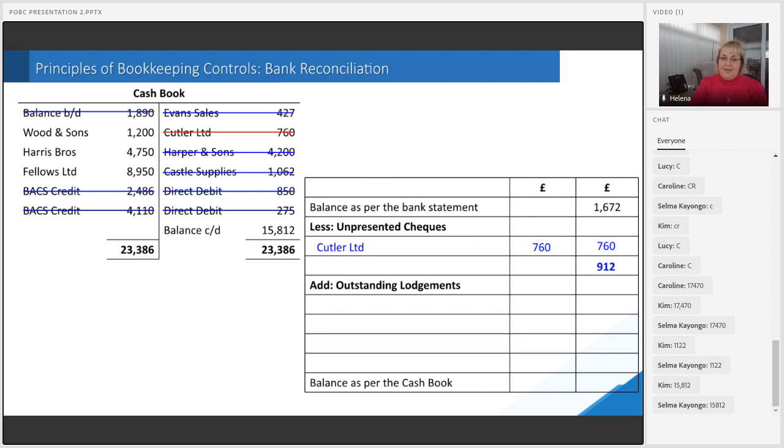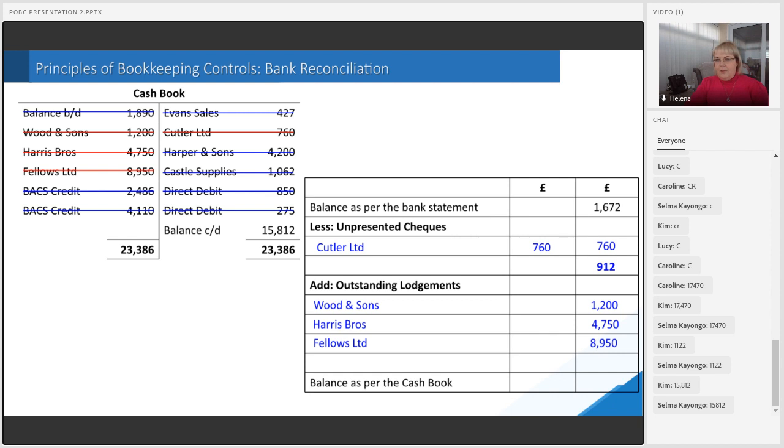And then I've got 3 outstanding lodgements. And these outstanding lodgements are recognised on the debit side of my cash book because they recognise money coming into the business. I've recorded them in my cash book. They're not yet on the bank statement. And they're for Wood & Sons of 1,200. They're for Harris Brothers of 4,750. And for Fellows Limited of 8,950.